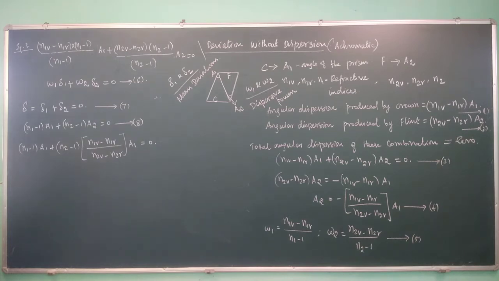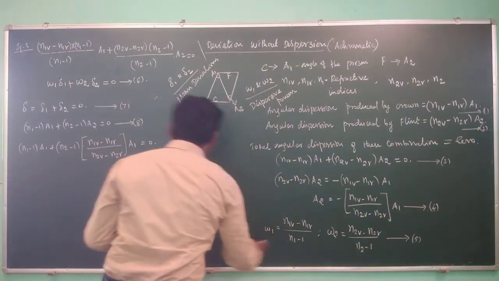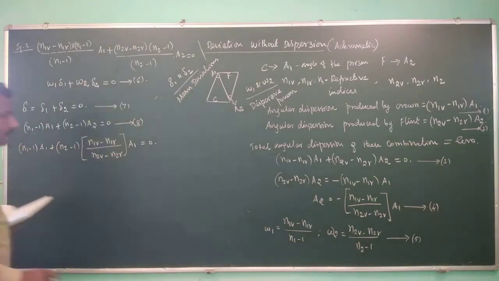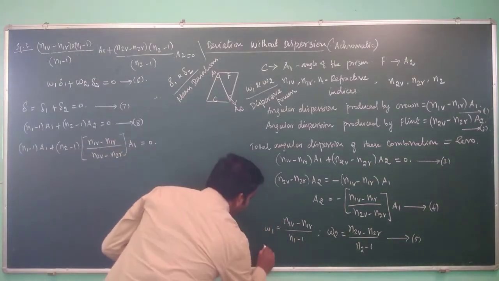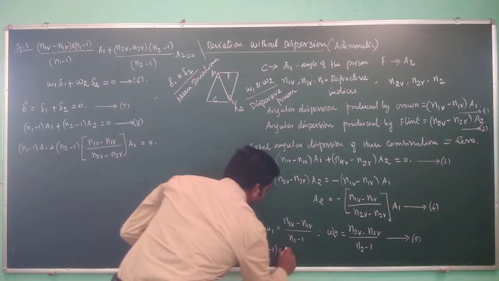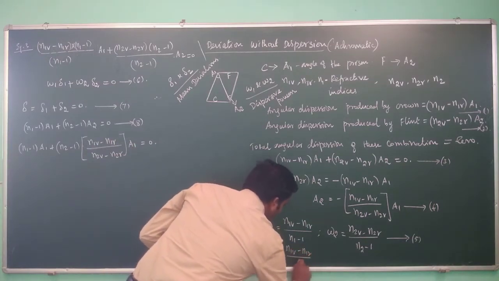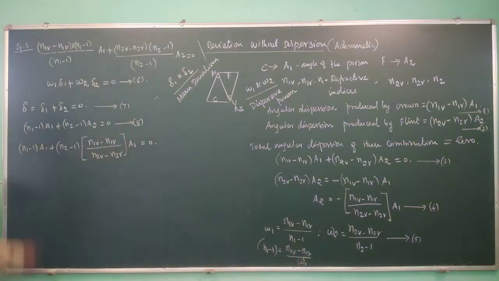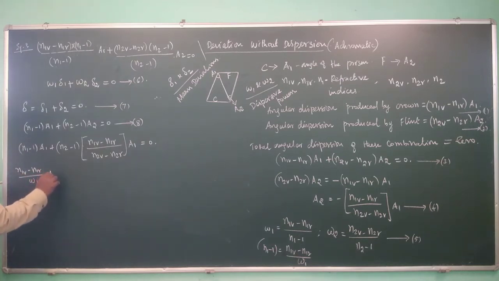Now see, from the definition of omega 1, this is the definition for omega 1. Here we are having N1 minus 1. So if you take the N1 minus 1 to the left side, N1 minus 1 is equal to N1V minus N1R by omega 1, right? So this term N1 minus 1 into A1, where N1 minus 1 can be replaced with N1V minus N1R divided by omega 1 multiplied by this A1, right? In the place of N1 minus 1, we can write N1V minus N1R by omega 1.